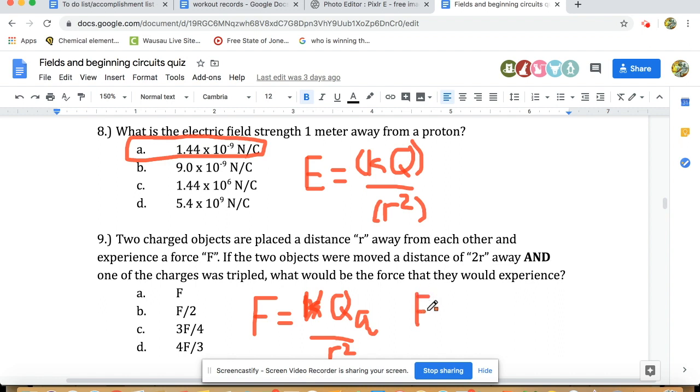Now let's calculate the force if those values change. The K doesn't matter because it's a constant, because we're looking at how it changes, not just the value of it. So one of the charges is tripled, so it's 3. And the distance is 2r. So we're going to have 2 for r, so we're going to have 2 squared. So it's 3 over 2 squared, which is 3 over 4, which is 3F over 4, or 3/4 the strength.